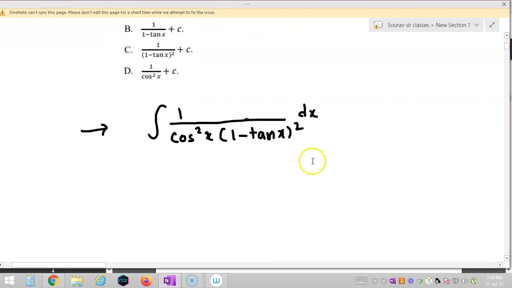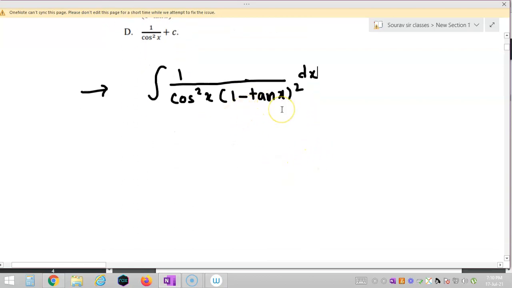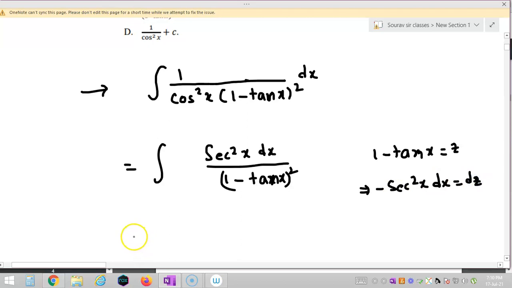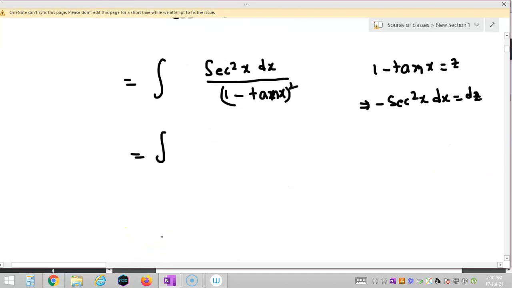So for this, what I am going to do, we know that the derivative of tan x is equal to sec square x. So for this, I am writing 1 by cos square x is equal to sec square x dx by 1 minus tan x its whole square, right? I am putting 1 minus tan x is equal to z. Then minus sec square x dx is equal to dz, right students? So I can write this integration sec square x dx is equal to minus dz. So I am writing minus dz by z square, right?